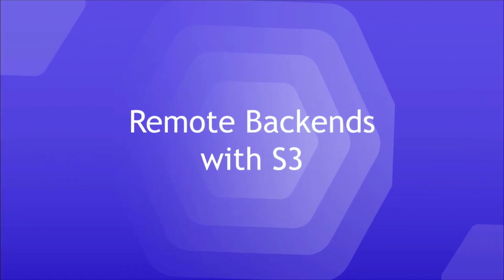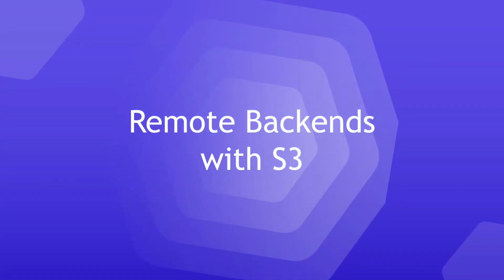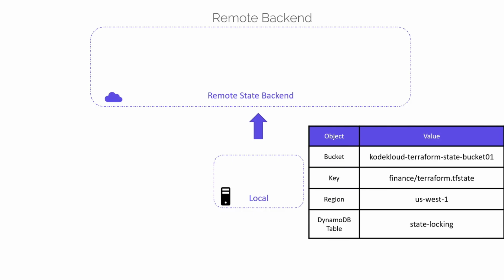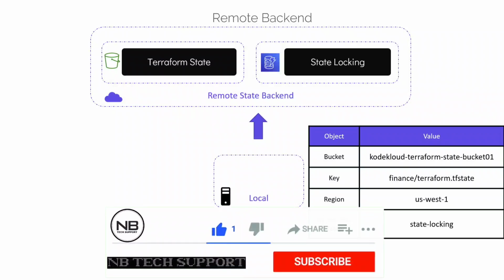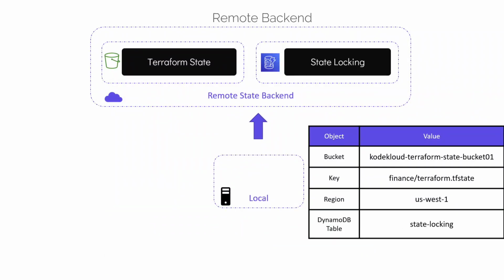In this lecture, we will learn how to make use of an S3 bucket and a DynamoDB table to configure a remote backend for our Terraform configuration. For this, we need two things: an S3 bucket which will be used to store the Terraform state file, and a DynamoDB table which will be used to implement state locking and consistency checks. So first, make sure that these two prerequisites have been completed before beginning to configure a remote backend.